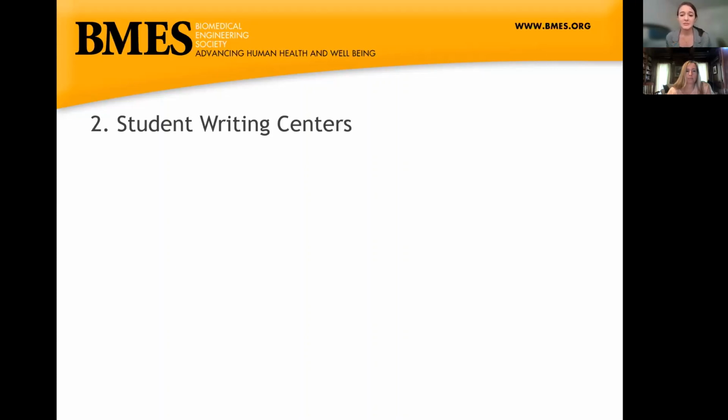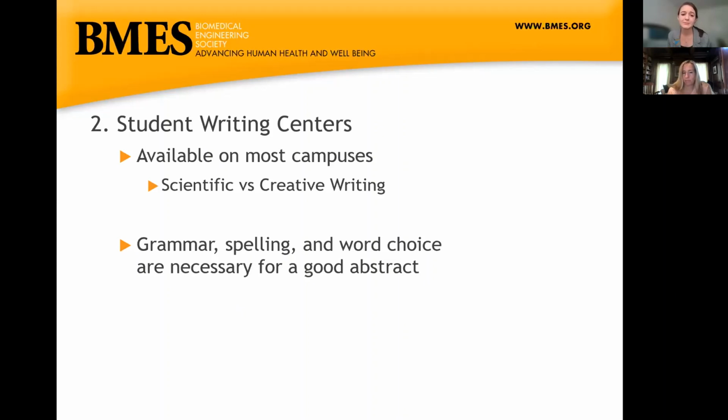One important thing to keep in mind is, like we talked about, abstract writing is not creative. There's a very structured way to approach it. And again, there are people in these centers that are dedicated to understanding that formula, so they can really help you with setting up this abstract. Additionally, they can help you with basic questions like grammar and spelling that are necessary for a good abstract. So if this is one of the first places you go, just to make sure that your formatting looks okay and your word choice is okay, these are super useful.